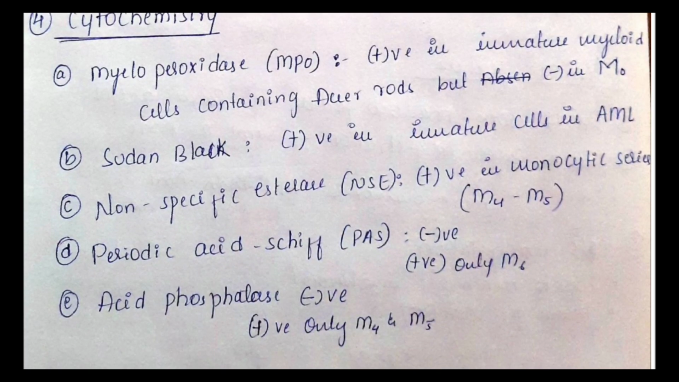Cytochemistry. There are 5 stains. It is a 3 marks question also, like what are the stains for acute myeloid leukemia. There are 5 stains, that is myeloperoxidase, Sudan black, non-specific esterase, periodic acid Schiff, and acid phosphatase.